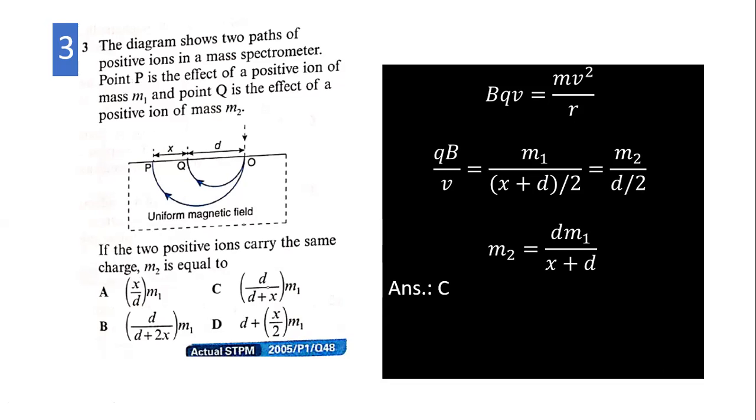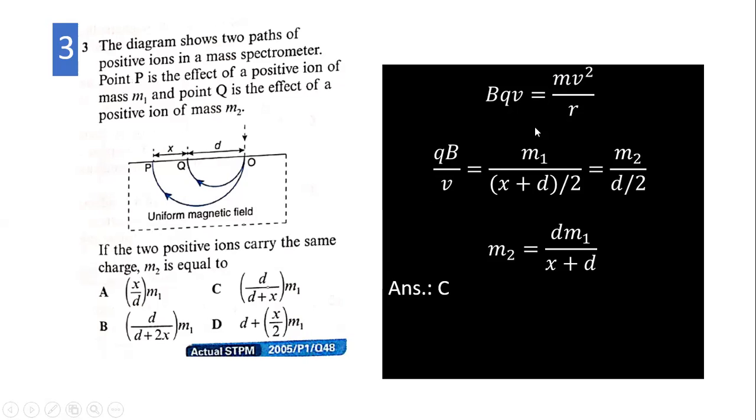Anything not clear? Oh, so you take the R as X plus D over 2. Like this you do. Because my B is constant, my Q is constant, V and V cancel. I still have one V, I take it down and bring the V. So I get M divided by R, that's all. M and R are the variables.